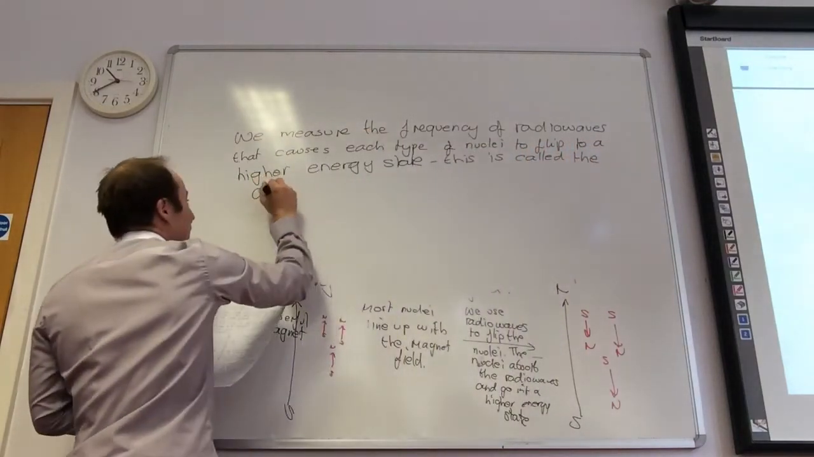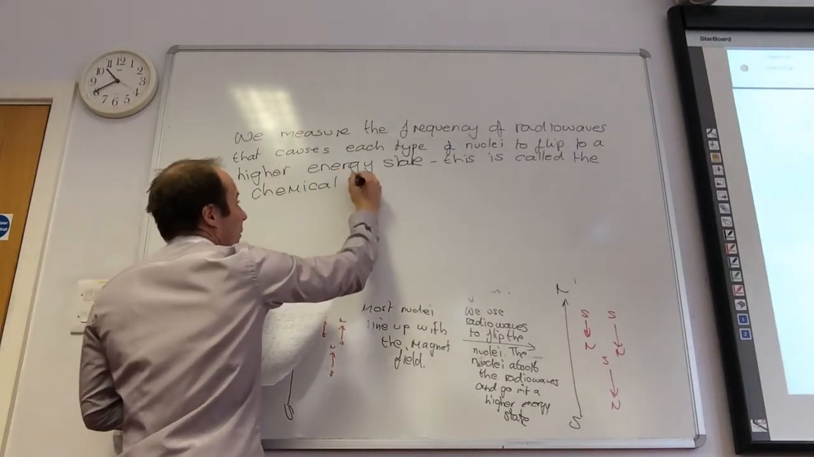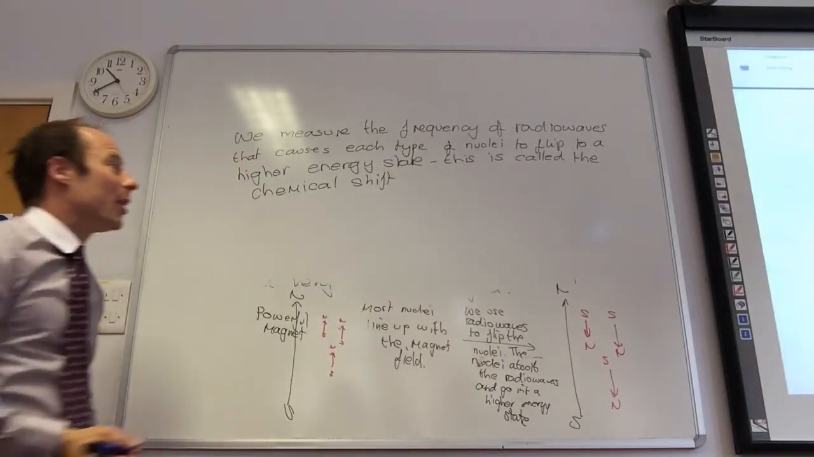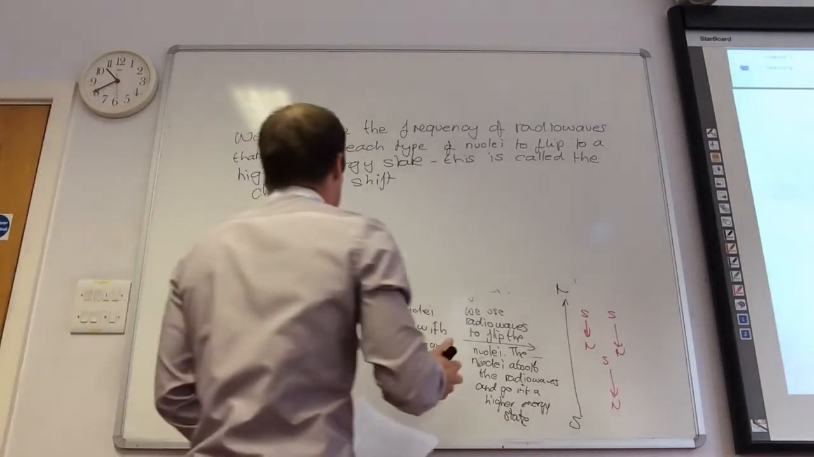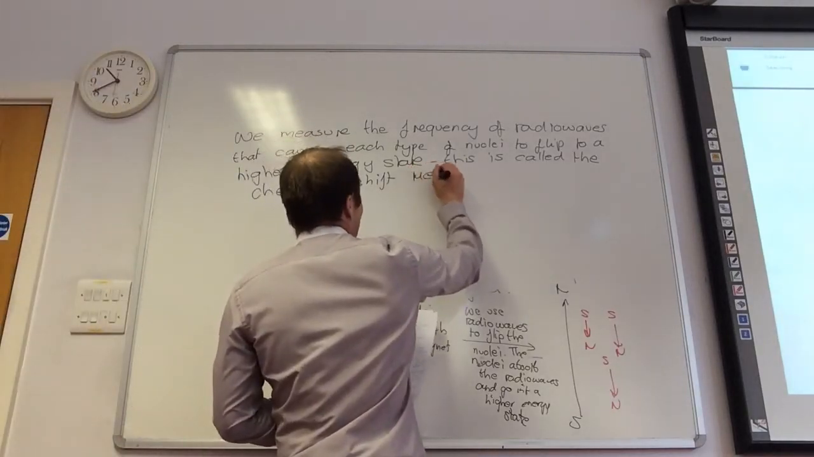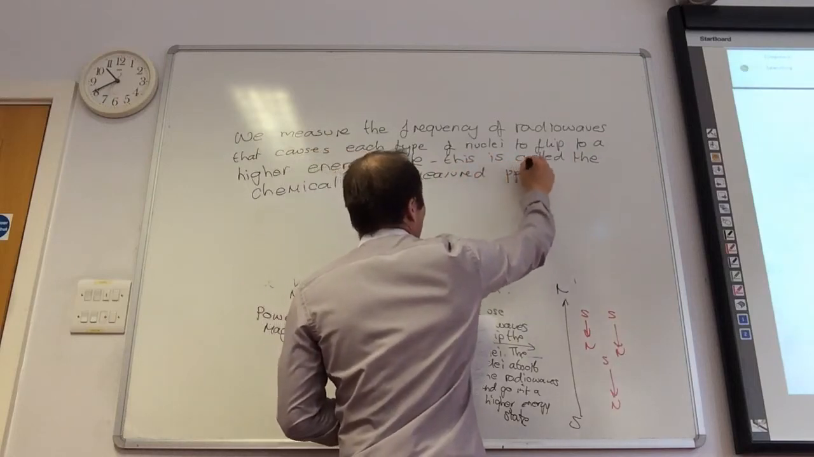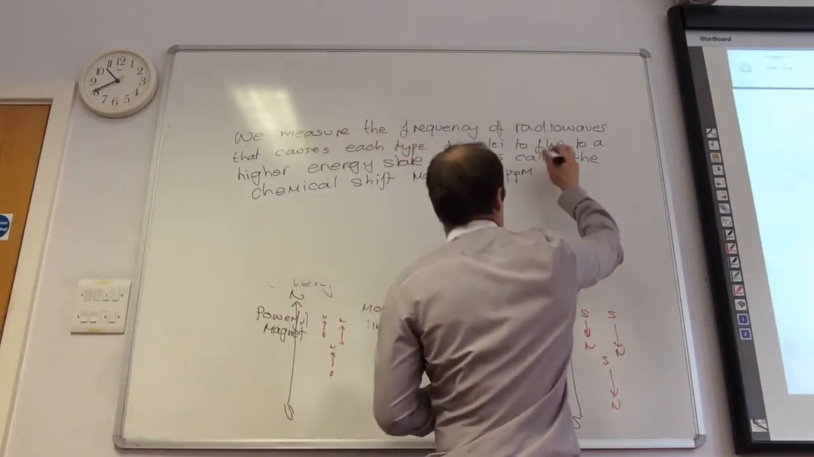However, it's a bit odd. If it's a frequency, you would expect it to be measured in hertz, wouldn't you? But we don't, because the differences are so small. It is measured in ppm, parts per million, because it's so small.